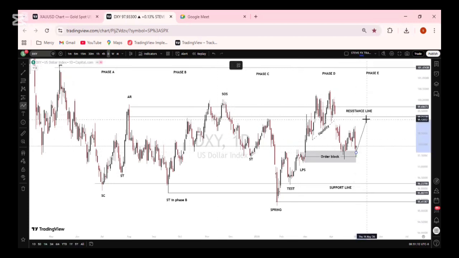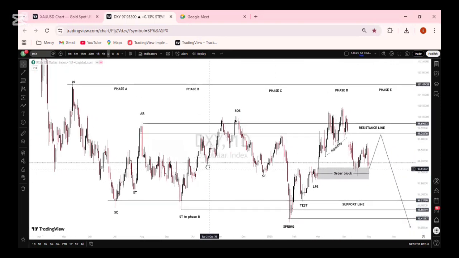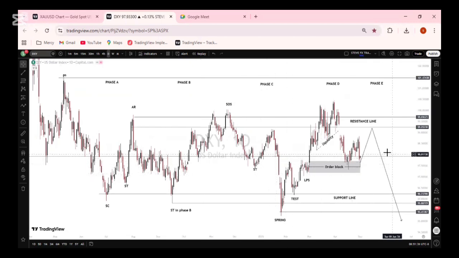Depending on what the market does at this point, it either breaks this point and goes upwards, or the market will just retest the resistance and then reverse backward. But I am personally looking at a bullish market, considering the other factors over here. So that is it on DXY.